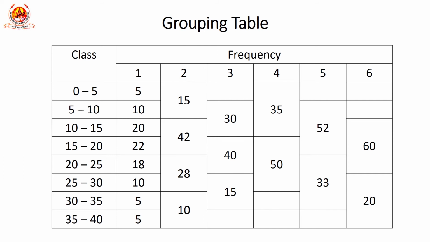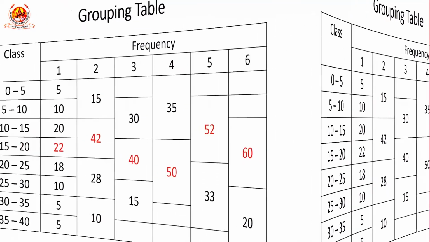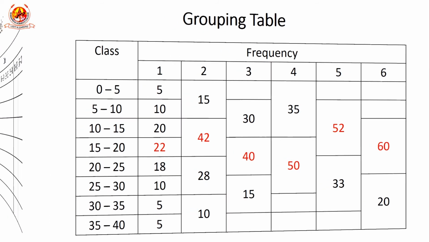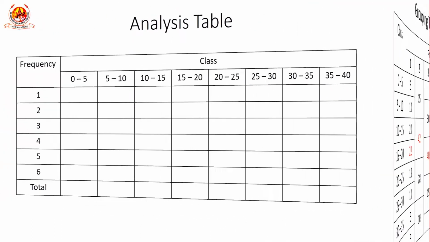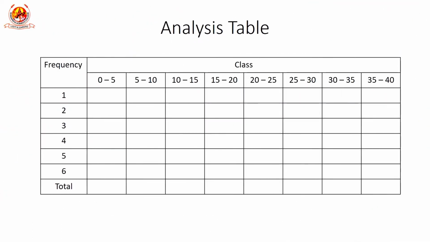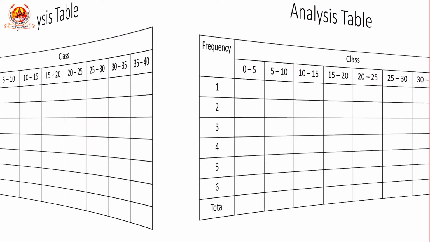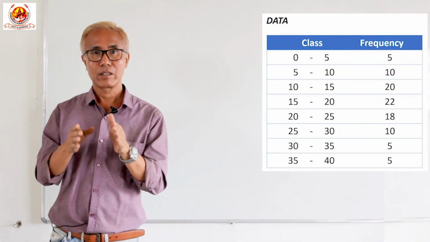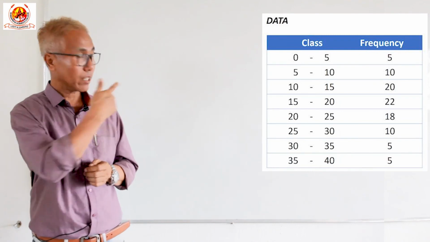The grouping method, the grouping table. And now, after this grouping, let us come to the analysis table, which one has the highest value. And so here in this group we have this particular class, which we call the modal class. And so these particular classes will be considered as the modal class.